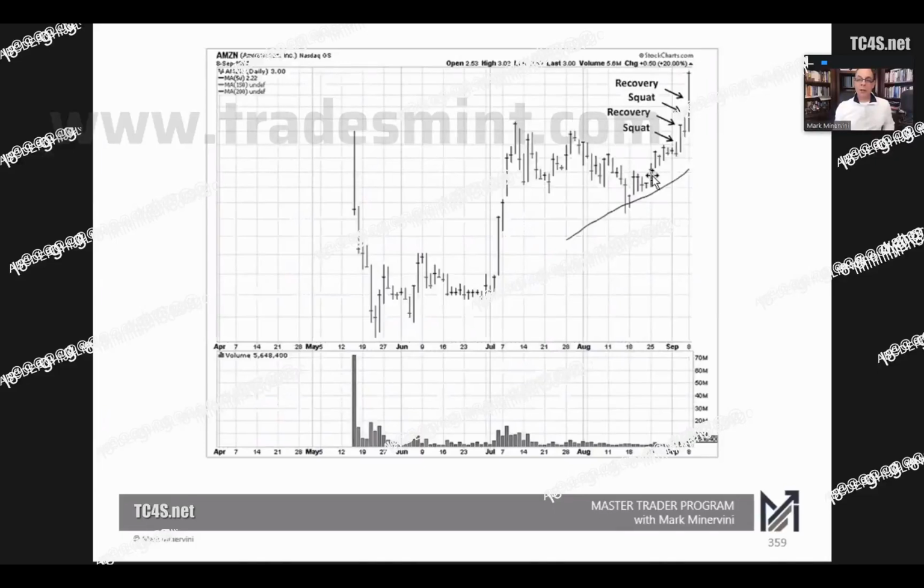There's no volatility here. There's no volatility here at all. This is all upside. This is all alpha. There's virtually no volatility at all. This stock moved out, had a little pullback squat, and the very next day took off.